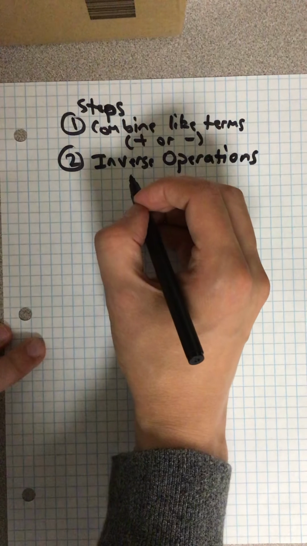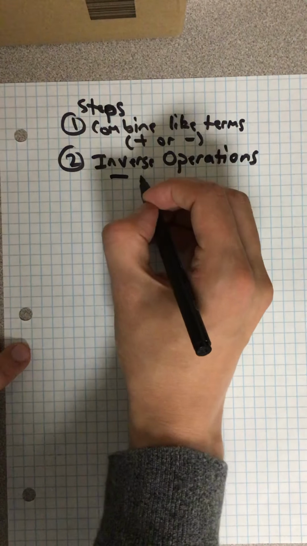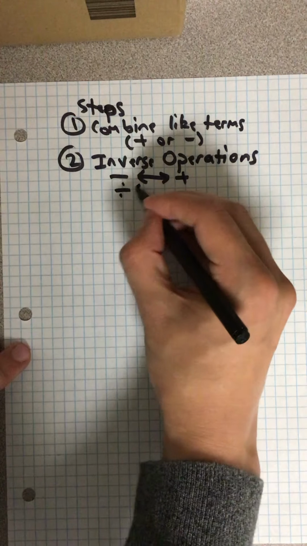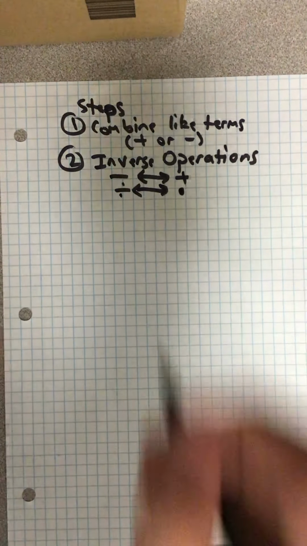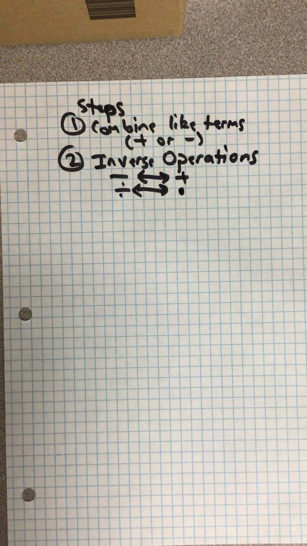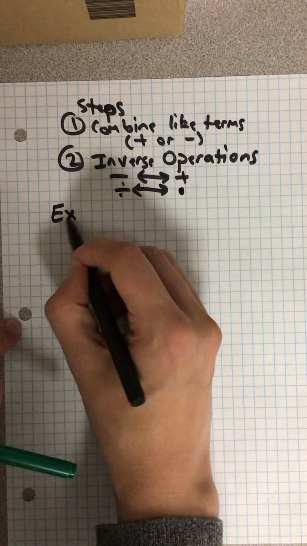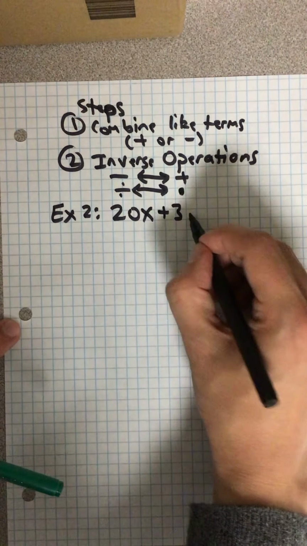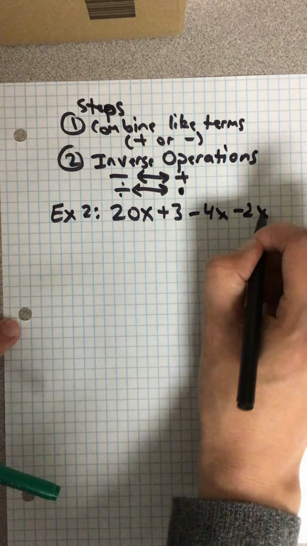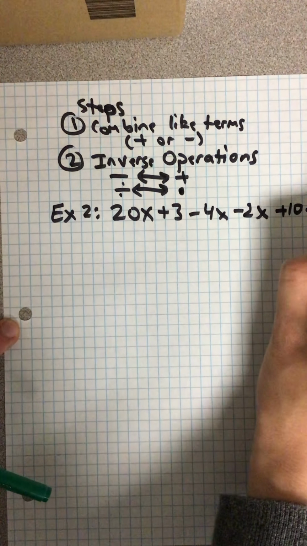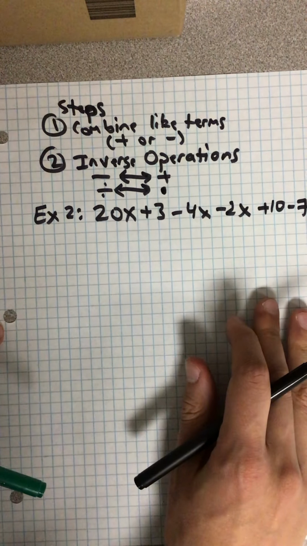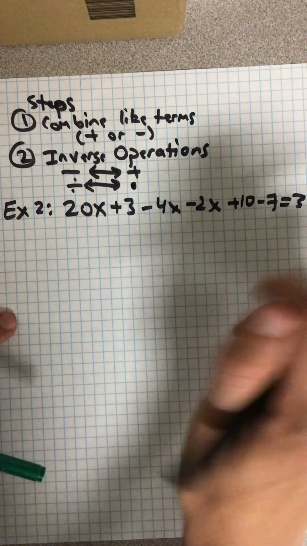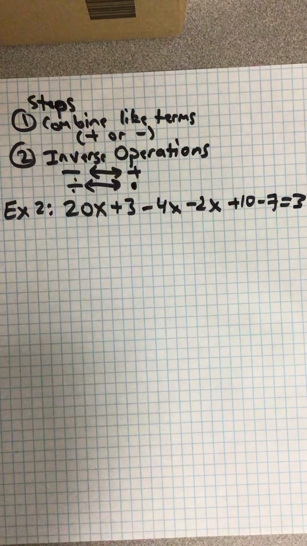So this is the point where we have negative and positive, plus and minus, and division and multiplication. So let's take a look at our last example here, example 2. In this one, we have 20x plus 3 minus 4x minus 2x plus 10 minus 7 equals 3. I have to move this over because the problem is so long, it takes up the entire screen. There should be a 3 at the end. It's a little bit of a slipshod looking 3.